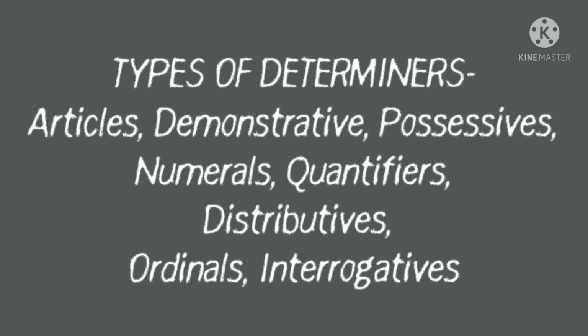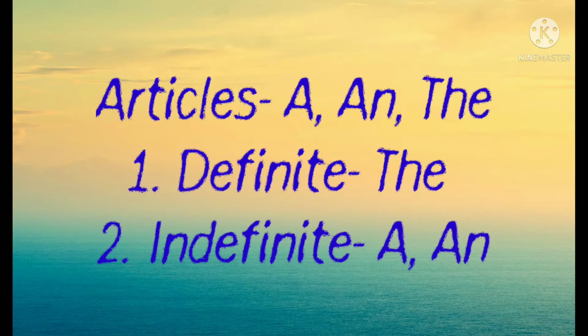Next we will talk about the types of determiners. In English grammar we have altogether 8 types of determiners, like articles, demonstratives, possessives, numerals, quantifiers, distributives, ordinals, and interrogatives. So these are the 8 types of determiners in English grammar. Now we will talk about the first kind of determiners, that is articles.